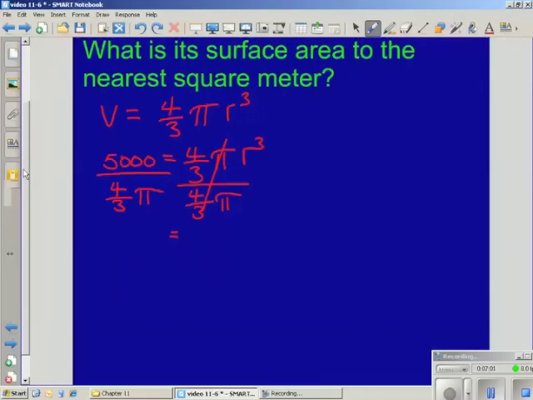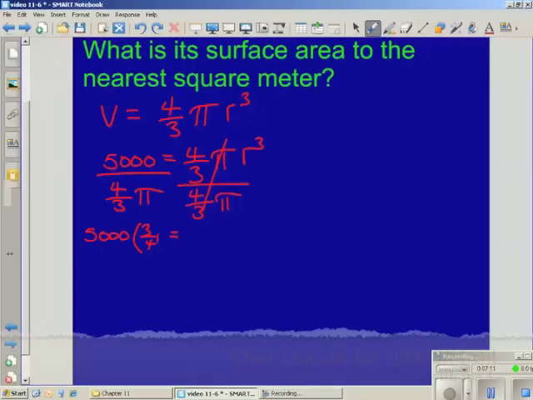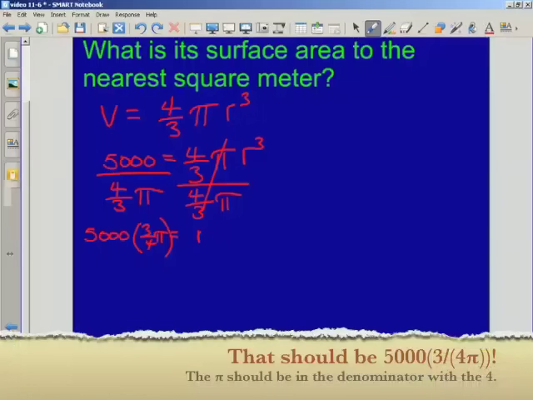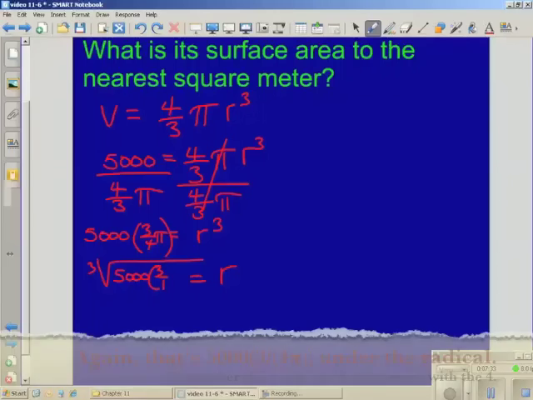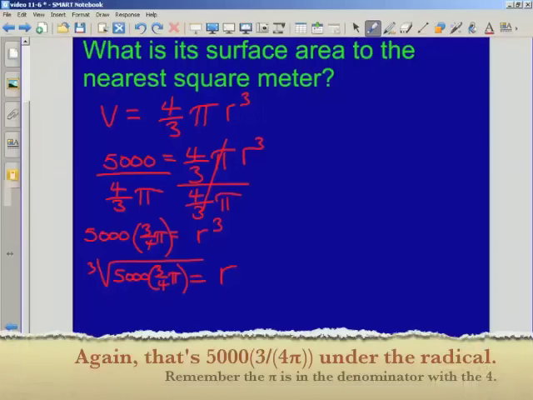We know to divide fractions, we take the reciprocal and multiply. So that would be 5,000 times the reciprocal, which is 3 over 4 pi. And that would equal the radius cubed. Now, how do we uncube it? We need to find the cube root of both sides. So r is equal to the cube root of 5,000 times 3/4 pi.